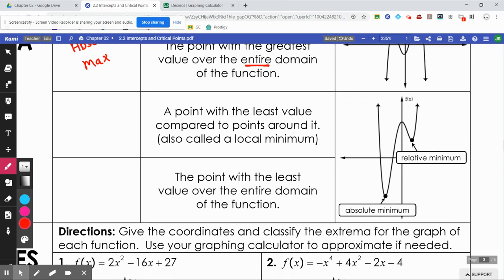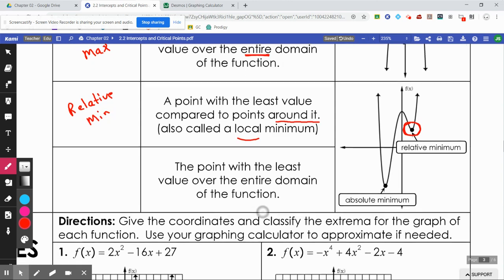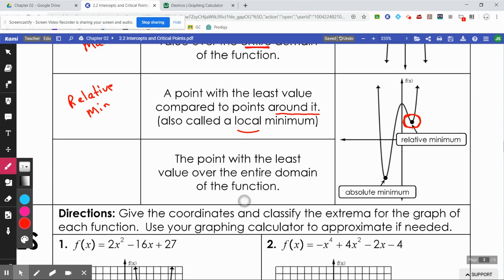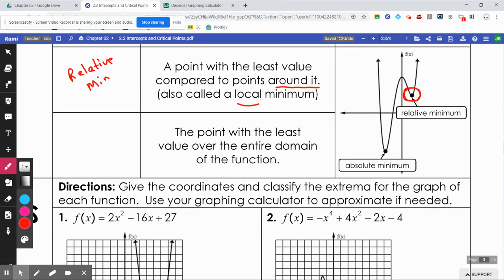And the same thing works with minimums. A point with the least value compared to the points just right around it, like this right here. This is the lowest point everywhere around with its neighbors. So that is called a local minimum or a relative minimum. You can relate that to the relatives in your family, just the ones that are close to you, it's the minimum amongst them. Now, the point with the least value over the entire domain, over the entire graph, like this one, that's the absolute lowest point on the whole graph. We call that the absolute minimum.